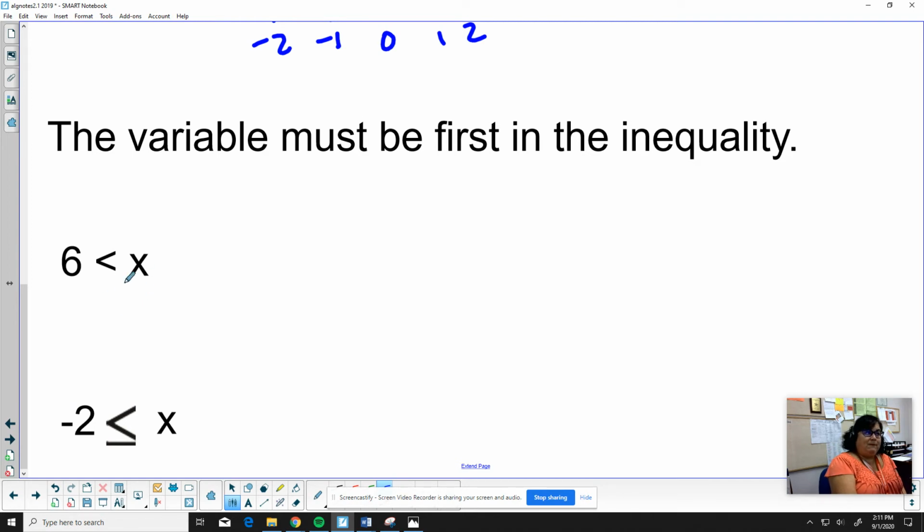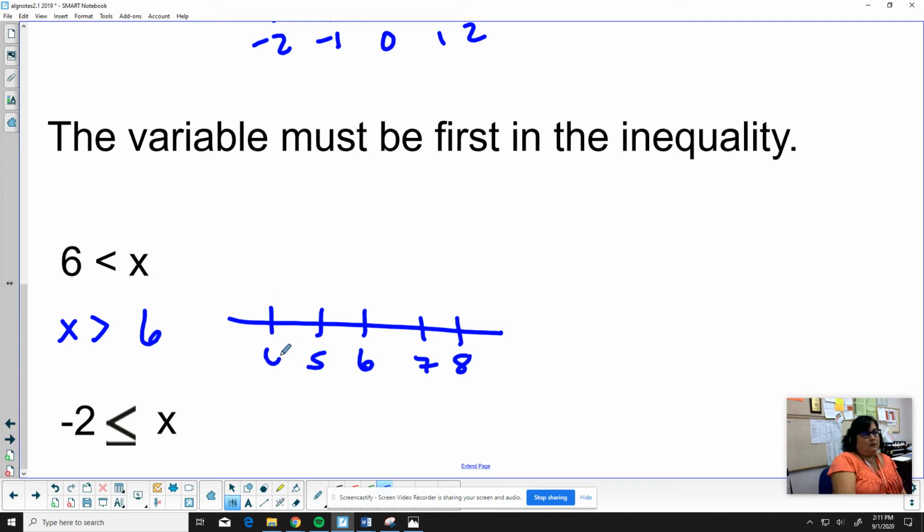So if I flip everything, I flip the x and the 6's position. That means less than also have to flip to greater than. So now you hit pause and try to graph this on your own. So 6 would go in the center. It would be open because there's no equal sign, and I would be shading to the right.